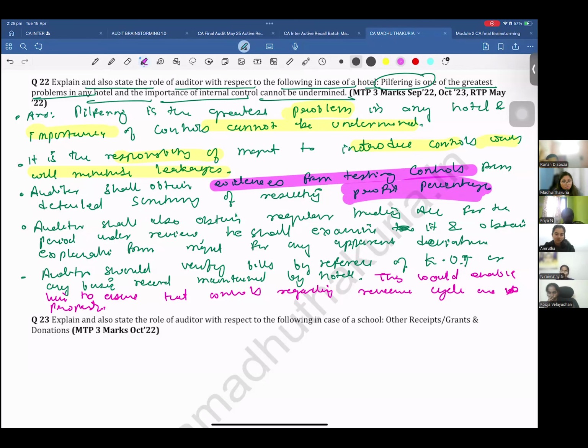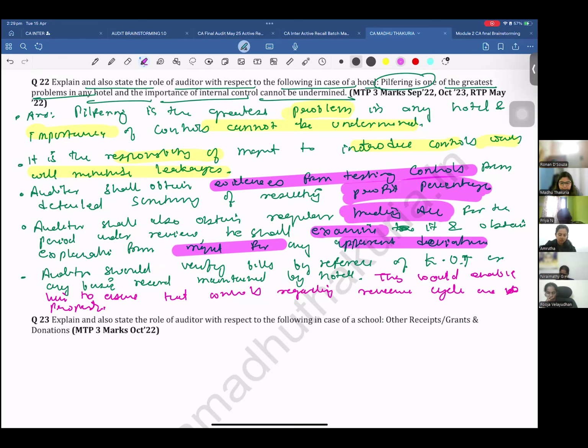Then you shall obtain the trading account of that entity for the period under review and examine that trading account. And if you find any deviation in the sales or the profitability items or anything in the trading account, ask for the explanation from the management for any apparent deviation. If you see that in front of you, ask for the explanation for that.